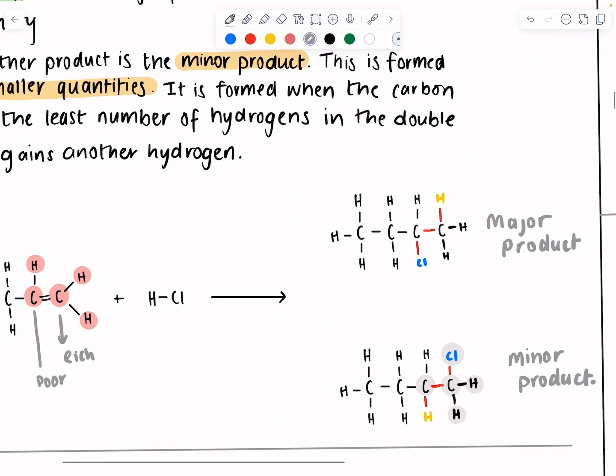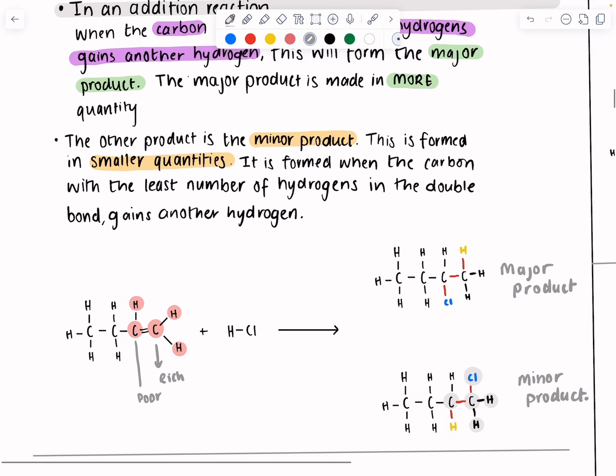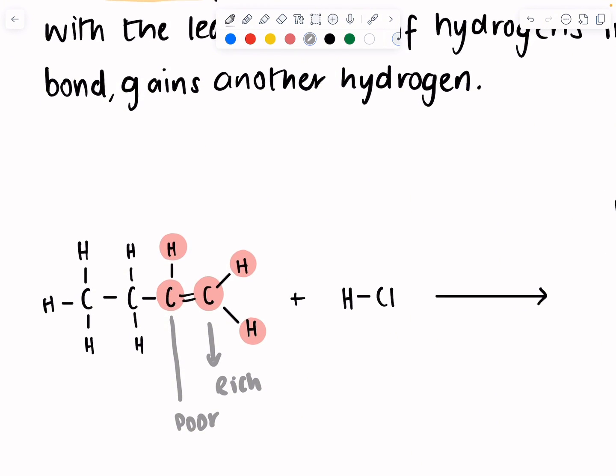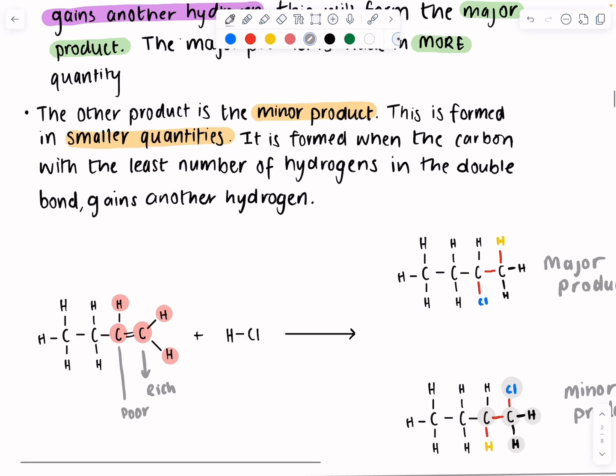Okay, and so there we have it. This is how you can distinguish what the two different products are, as long as you're reacting unsymmetrical alkenes and reagents. This does not work with symmetrical alkenes, and I'm going to show you that in a minute.